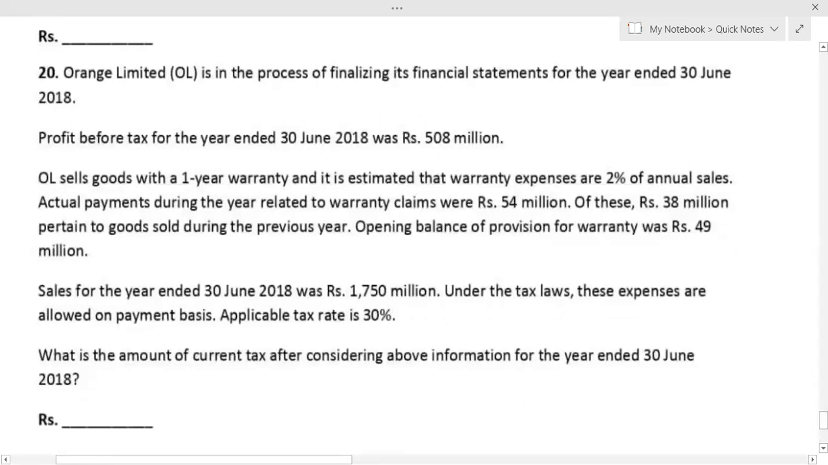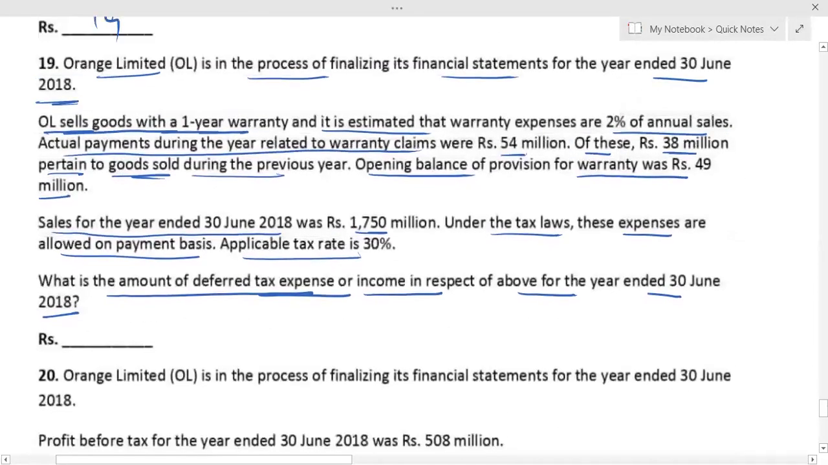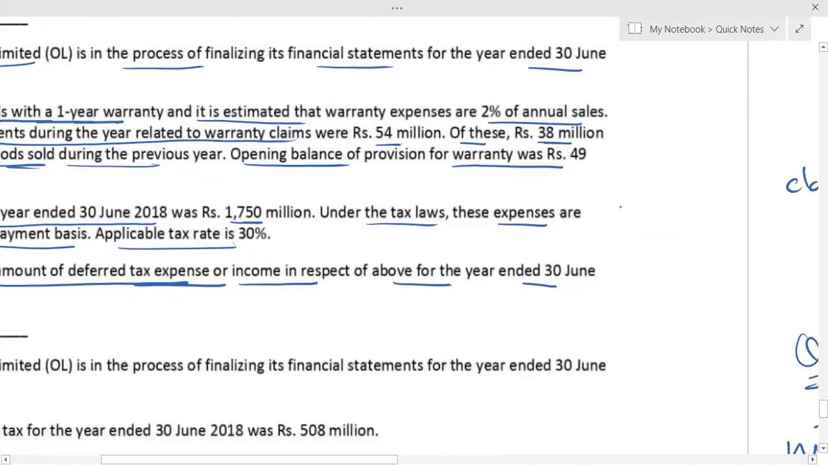Now, what are they saying? OL sells goods with a 1-year warranty and warranty expense is 2% of the sale. Sales amount is 1750. So in the current year, the sale amount is 1750. Multiply by 2%. Now, please, 1750 multiplied by 2%. I'm getting 35. So 1750 multiplied by 2%, I'm getting a warranty provision of 35.